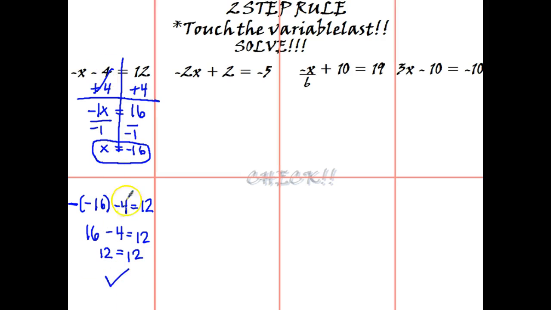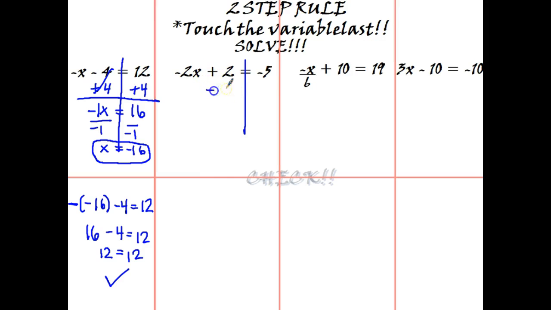This is the solution to this equation. That is the reason why we know we're right. Okay, so let's do another one. Negative 2x plus 2 is equal to negative 5. Again, I forgot to say this: touch the variable last. So don't come over here and tell me, let's divide everything by negative 2. It's going to make life harder.